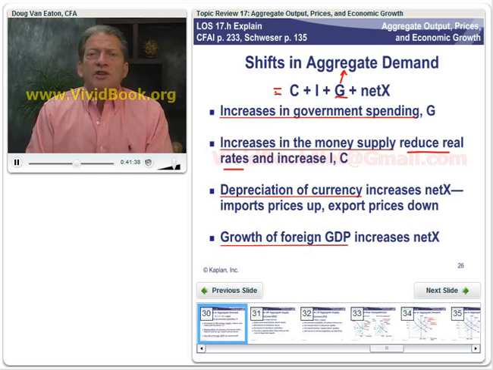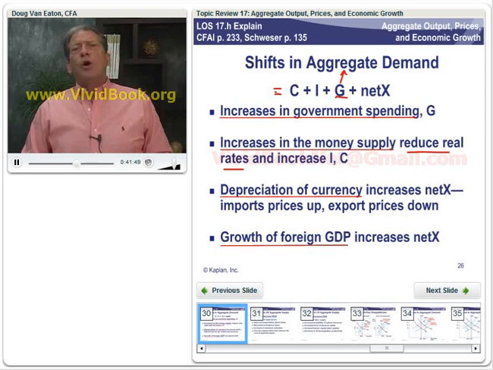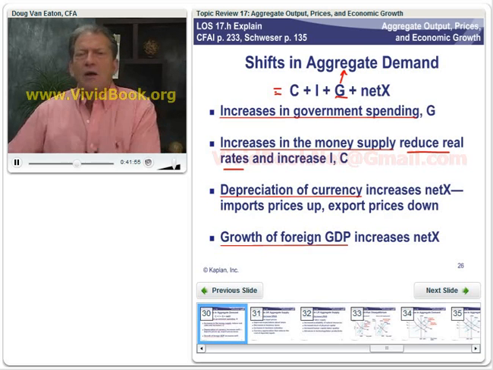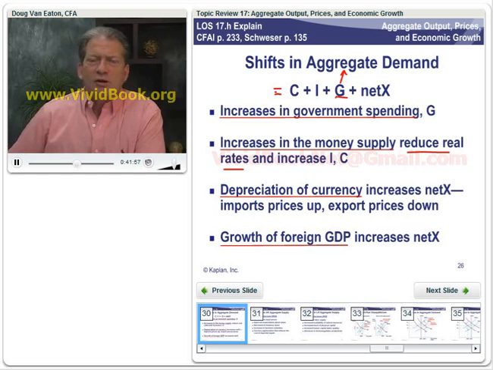What about depreciation of the currency? That's going to increase net exports. Import prices up, export prices down. Well, a little later in economics, we'll talk about the international economics in some of this, but for our purposes now, a depreciation in the currency means it's less valuable relative to another currency.